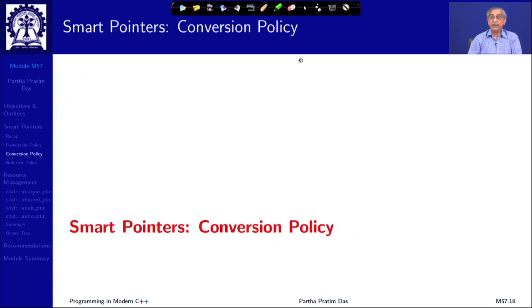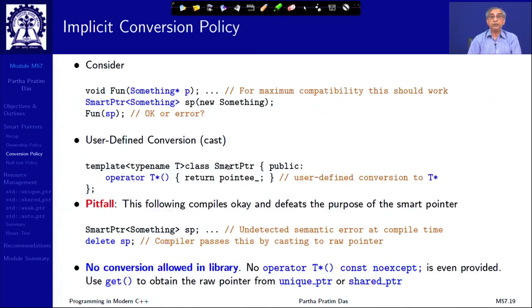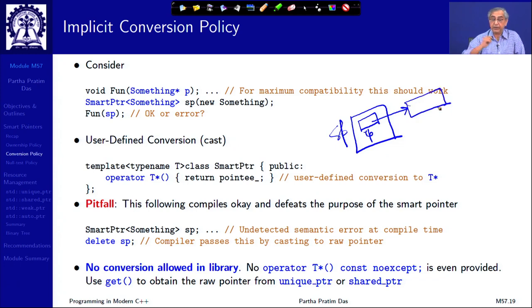I am not going into the details of the implementation, but if you keep this basic idea in mind, that would be fine. So we have the storage policy, we have the ownership policy. The next is what is known as the conversion policy. Conversion policy says something very simple. If I have a smart pointer, so what do I have? I have an object which inside will have a raw pointer which is actually holding that object, right. This is the structure. Now, if I have a smart pointer, can I convert it to its raw pointer?